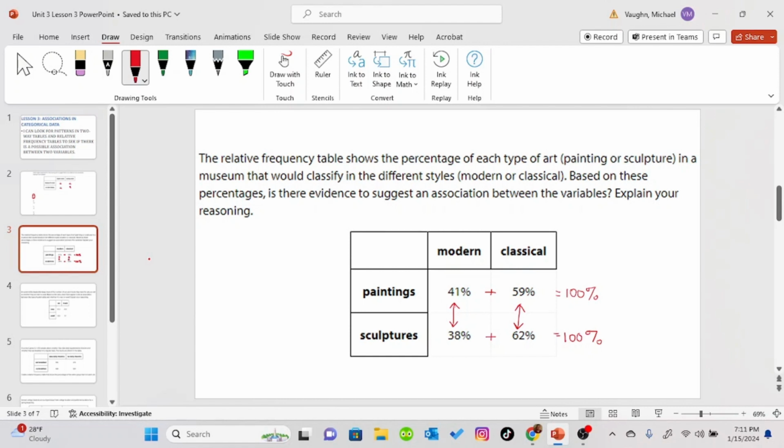So basically what we would be saying is that about 4 out of every 10 paintings is modern, and about 6 out of every 10 paintings is classical. Well, we're also saying about 4 out of every 10 sculptures is modern, and about every 6 out of 10 sculptures is classical. So you seem to have just as much of a chance of being modern or classical, no matter whether it's a painting or a sculpture.